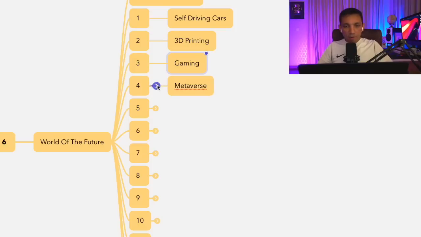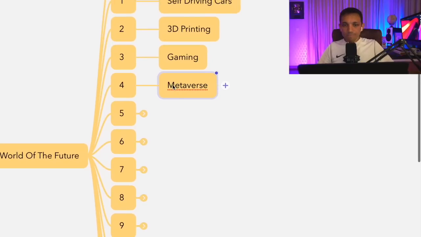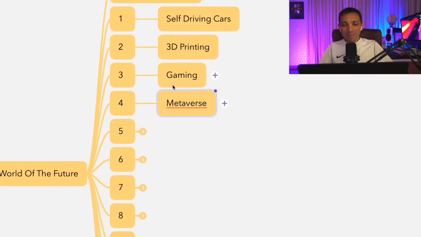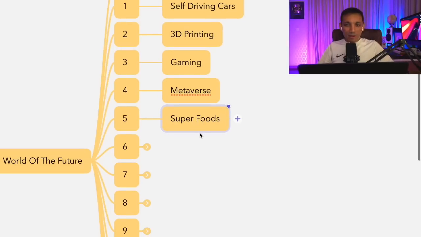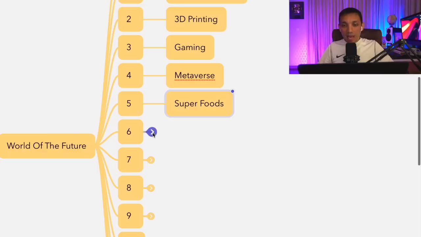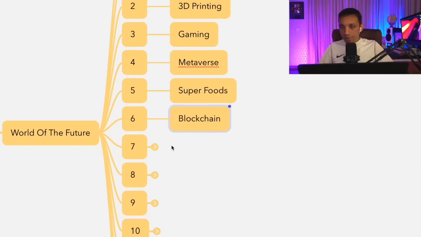Number four, I'm talking about the metaverse, which is being built right now by everybody. Facebook clearly has indicated that this is going to be their next focus point for the next many years, and that's why they have renamed their company to Meta. Superfoods, you're going to see innovation happen in this space. Blockchain, a lot of innovation in this space, again connected to the internet and technology.